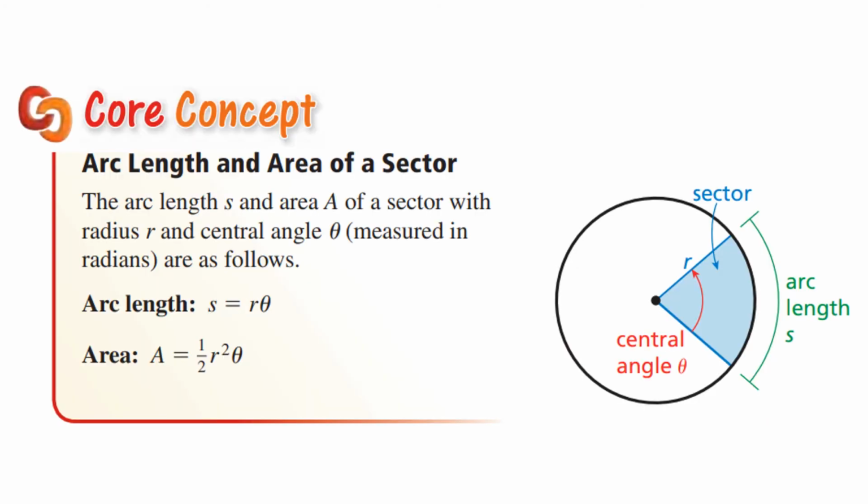So the key takeaway from day 2 of section 9.2 is that if we are given radian measure, then we can say that the arc length is the radius times that angle given in radian measure, and the area is 1/2 the radius squared times that angle.